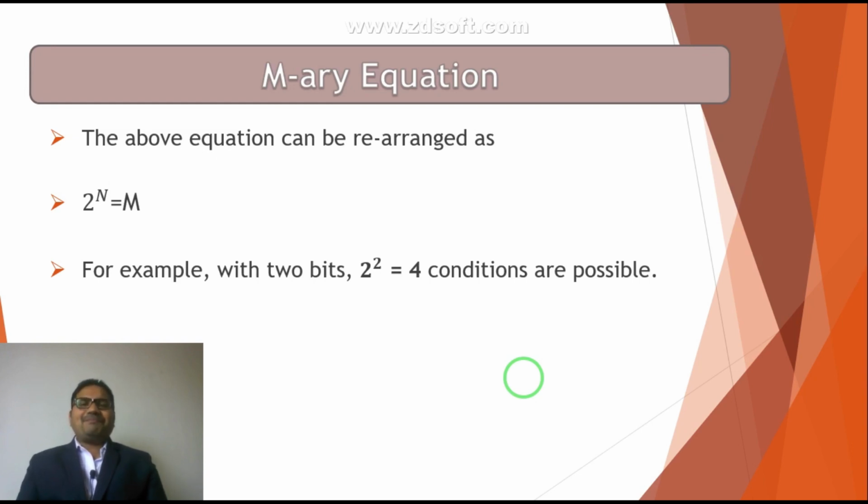So over here N could be anything. It could be 16-ary, right? So N could be 2, it could be 3, it could be 4, like that.